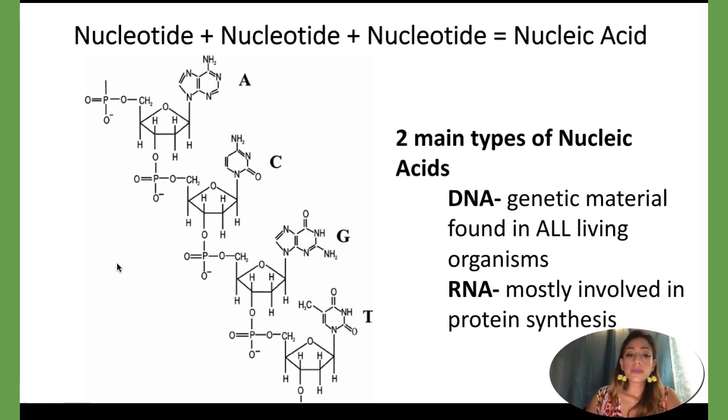So like I said, a nucleotide plus another nucleotide plus another nucleotide plus another nucleotide, that's how you make a nucleic acid. A nucleic acid, what the heck is that? Well, there are 2 types of nucleic acids. What am I talking about? The nucleic acids I'm talking about are either DNA or RNA. DNA is a genetic material found in all living organisms. And RNA is mostly involved in protein synthesis. So they're very, very important that we're talking about here.